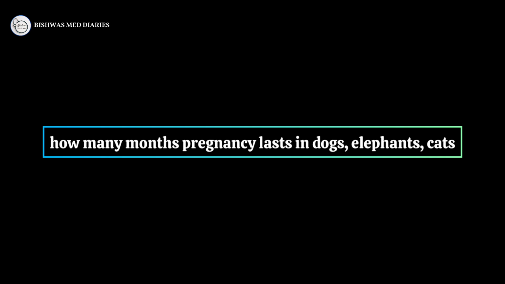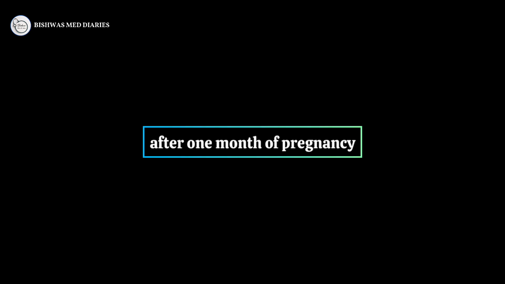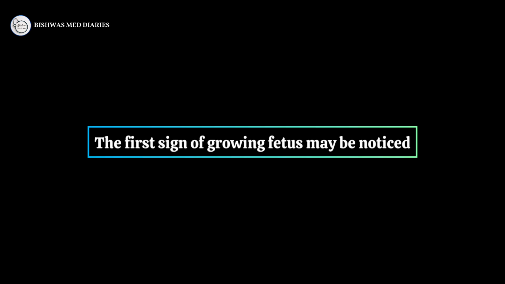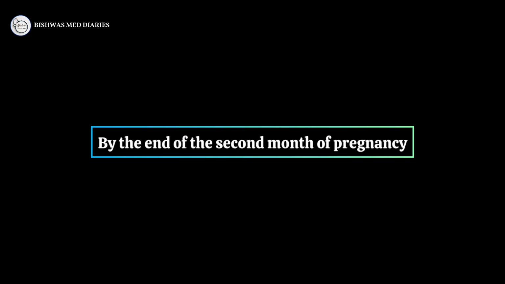Do you know for how many months pregnancy lasts in dogs, elephants, cats? Find out. In human beings, after 1 month of pregnancy, the embryo's heart is formed. The first sign of a growing fetus may be noticed by listening to the heart sound carefully through the stethoscope. By the end of the second month of pregnancy, the fetus develops limbs and digits.